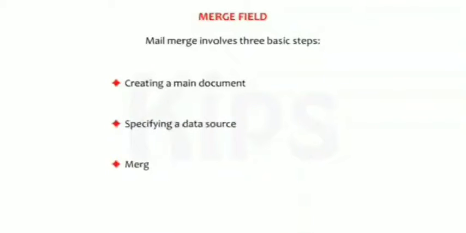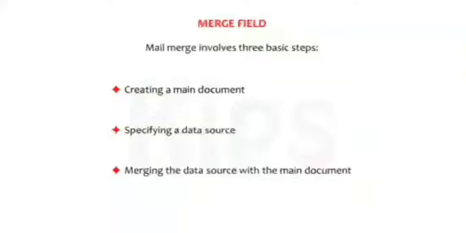Mail merge involves three basic steps: creating a main document, specifying a data source, merging the data source with the main document. Merge field is basically a data item, that means it's a placeholder where we are going to insert our data source information, that means the recipient list information, in our main document. Next, mail merge involves three basic steps. That means we are going to create the mail merge by following these three basic steps.